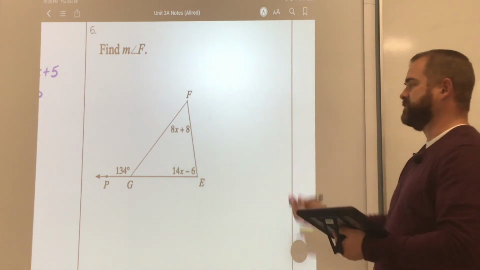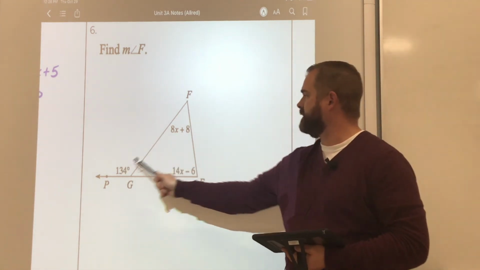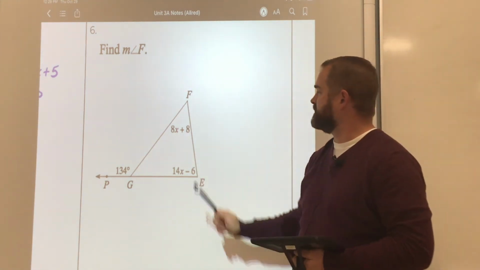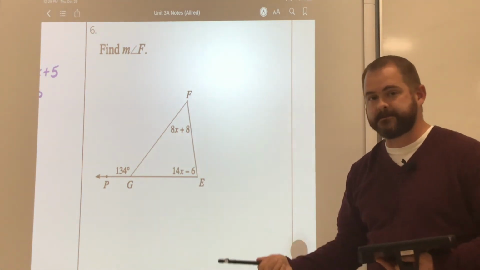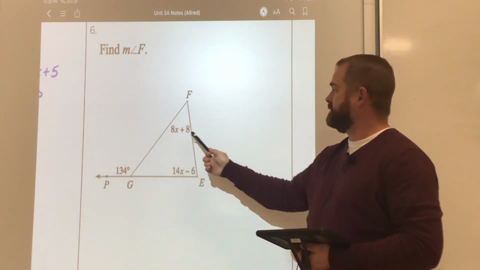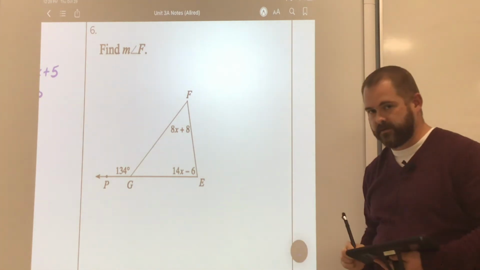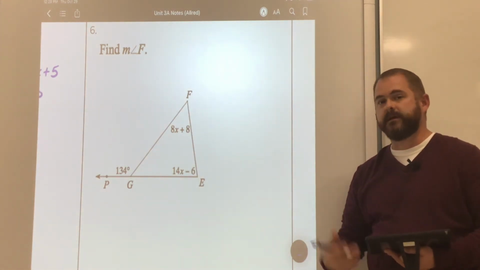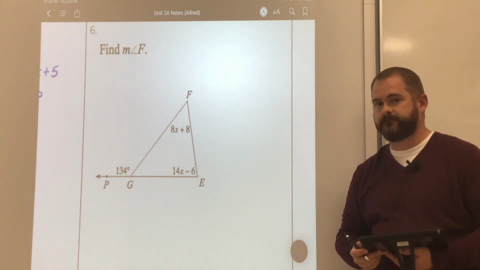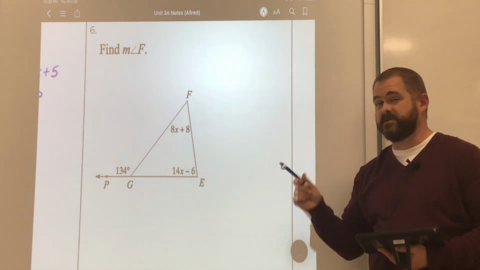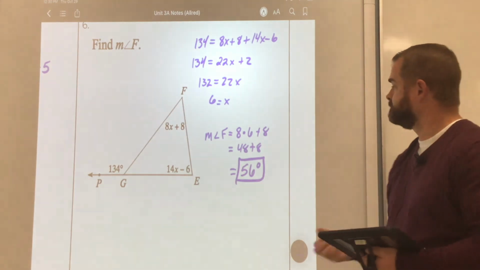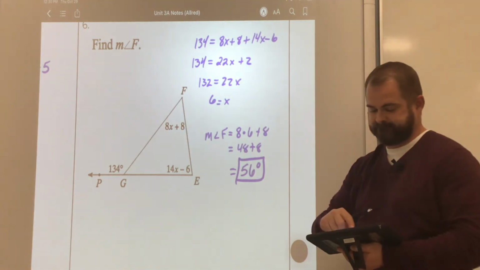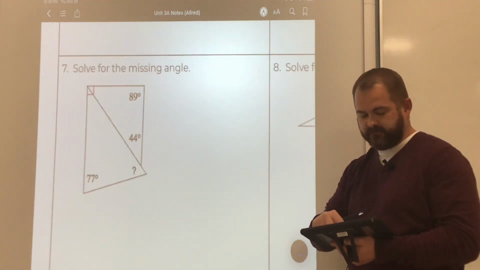Number 6, very similar problem. We have our exterior angle here equal to the two remote interior angles when added together. We want to find the measured angle F this time. So again, we're going to find X, plug it back in to find that. What I want you to do is pause the video here, try and set up your equation and get to this final answer all on your own, and then click play to check your work. All right, this is what we should have gotten. Should have gotten the measure of angle F is 56 degrees. All right, let's keep moving forward and finish these up.